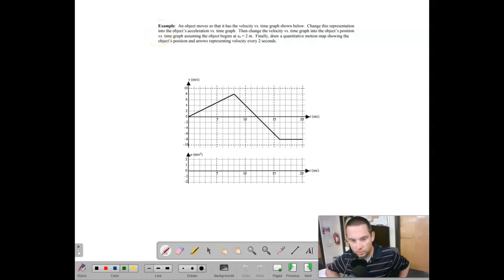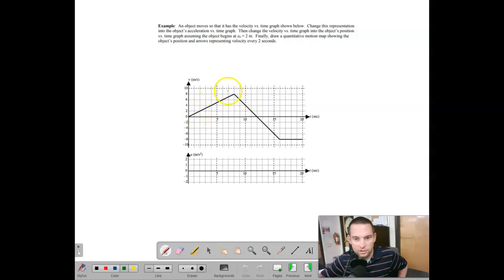All right, for this last one, we are given a velocity versus time graph, and we have to change the velocity versus time graph into the position versus time graph and into the acceleration versus time graph. I'm going to start with the acceleration versus time graph because all of these lines are straight here, which means it's going to be a lot simpler of a process. So let's get to it.